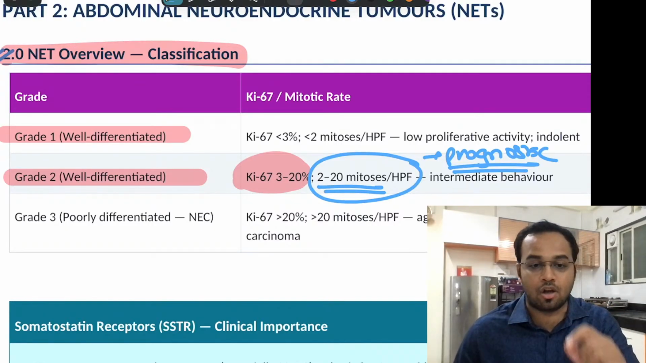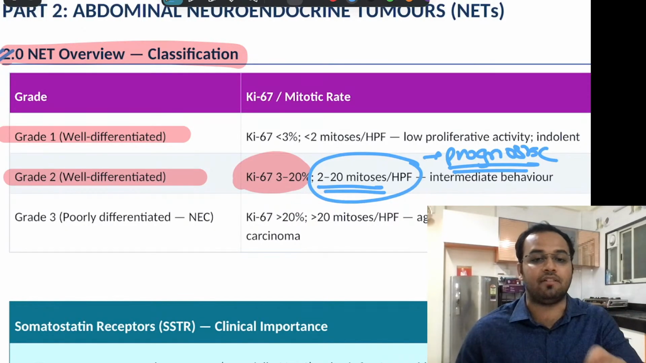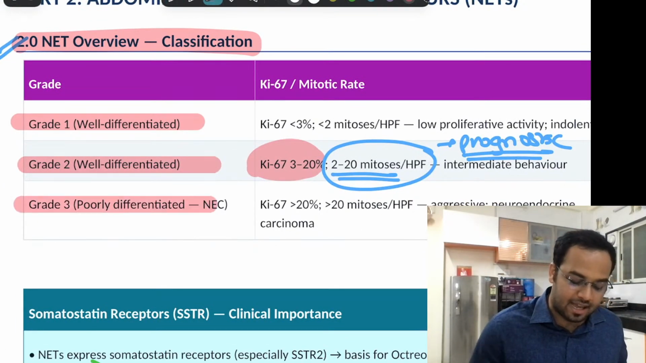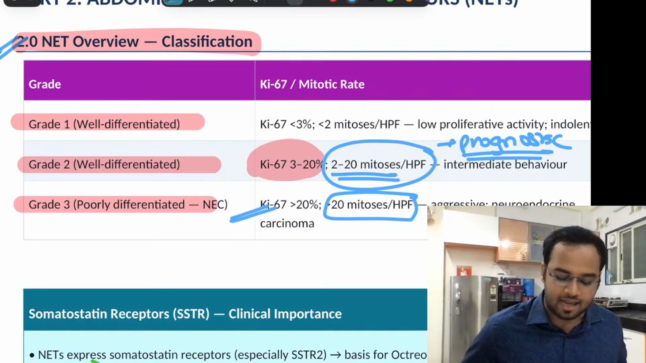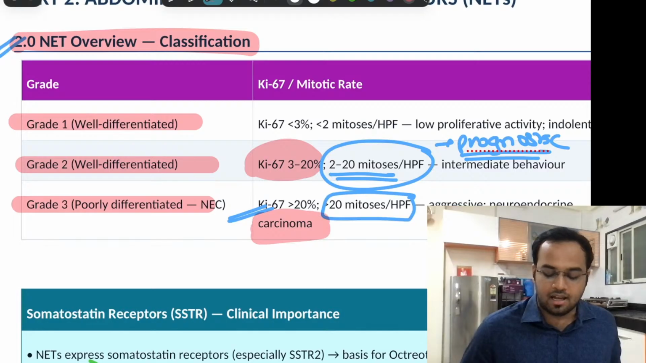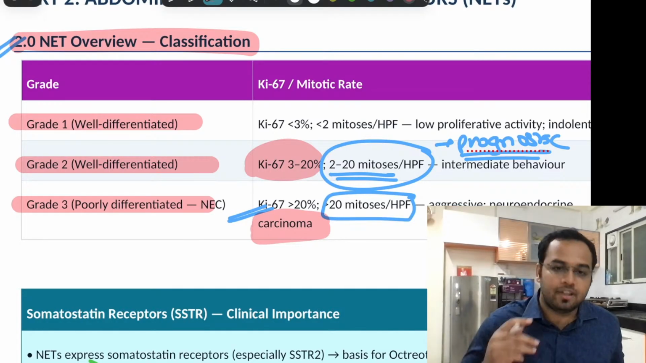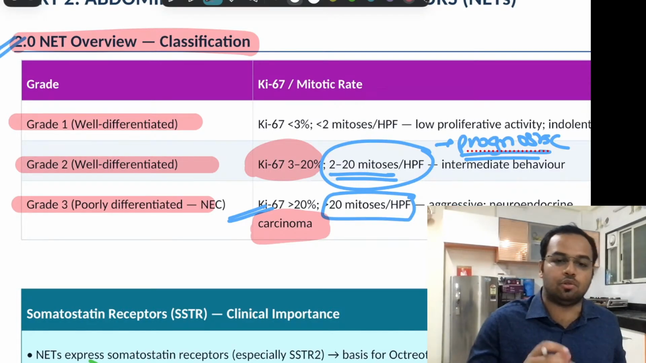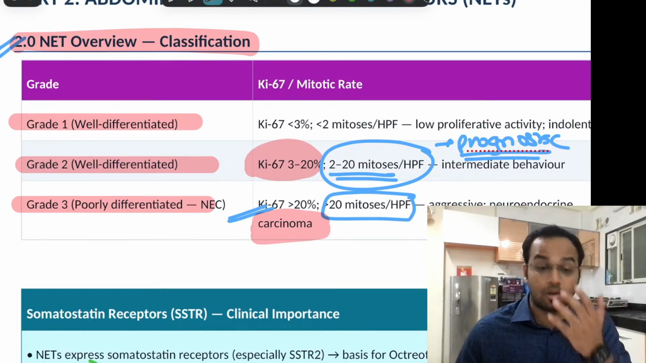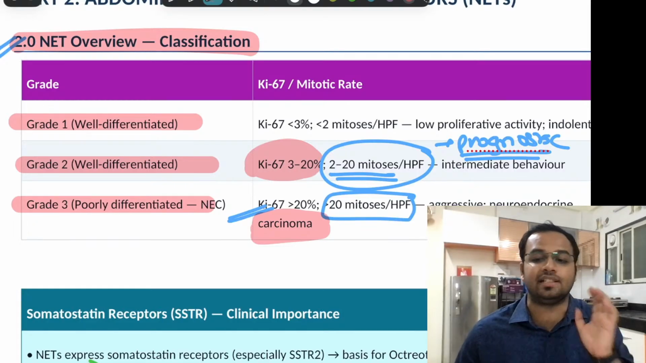Sir, where else will we meet Ki67? We are going to meet Ki67 when we talk about breast carcinoma as well. Grade 3 is poorly differentiated, wherein the Ki67 is very high, more than 20 mitoses per high power field. Ki67 more than 20, and it is an aggressive tumor. It also turns out to be a neuroendocrine carcinoma. So we have seen the basic categorizations, what WHO tells you about how to classify the tumor: grade 1, grade 2 and grade 3. Treatment can differ on that basis, but this is very important for you to know because it tells you about the prognosis of the patient.